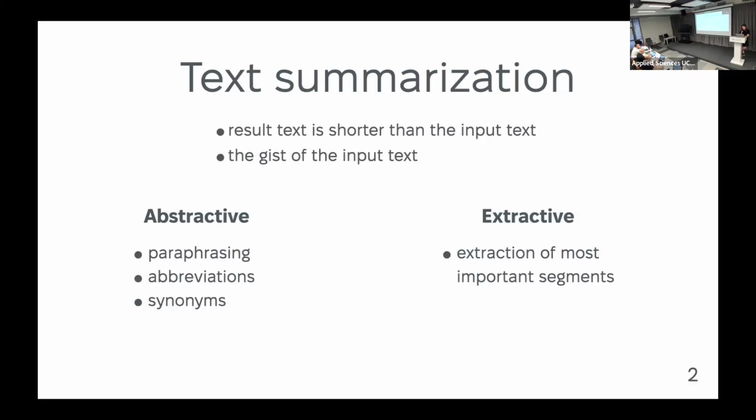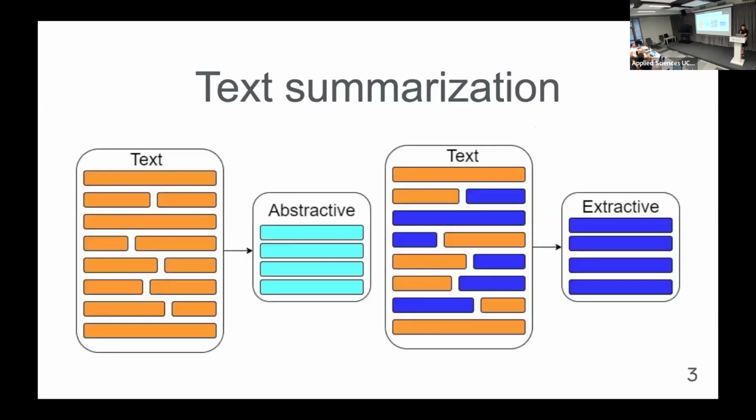For example, extractive text summarization is performed by extracting important segments of the input text and combining them into a summary, while abstractive text summarization involves paraphrasing, synonyms, abbreviations, and changing the input text, overall creating a new text, not from the input one. And this is an image showing these concepts.